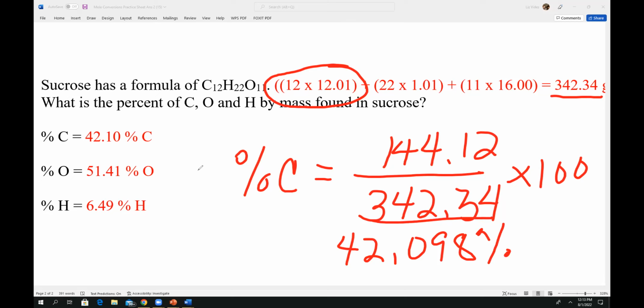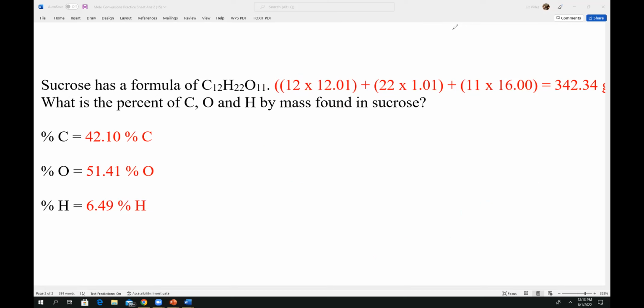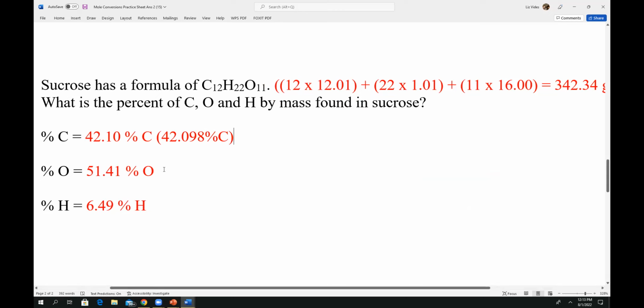So we can say that here. Let me write it down here. Oh, you know what? Let me clear all of that first and write it right here. Actually, I'm going to write it in parentheses. I'm going to put it in officially. I get 42.098%. Okay, so that's the real answer. I lowered it, but I don't know why.